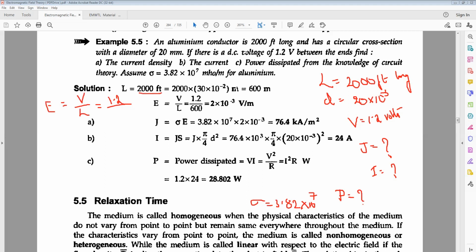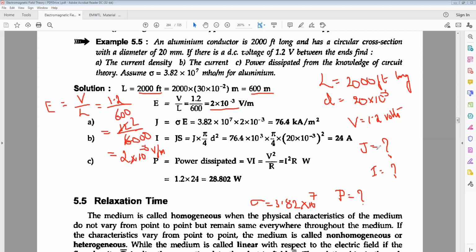So L is equal to 2000 feet, which is 600 meters. So 600 you can write here, and 12 by 6000, and 12 we can remove that. 1.2 means 12 by 6,000. So 1,000, we can write in the numerator as 6. We get 2 into 10 to the power of minus 3 volts per meter. Electric field is volts per meter.